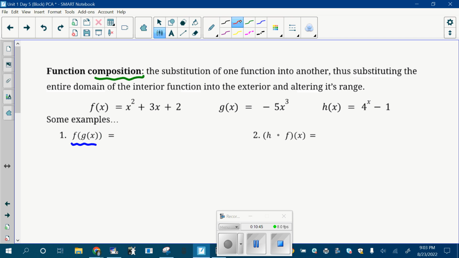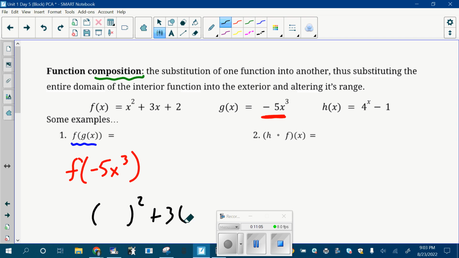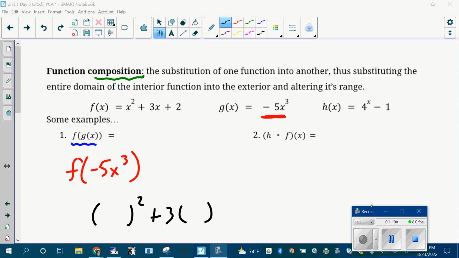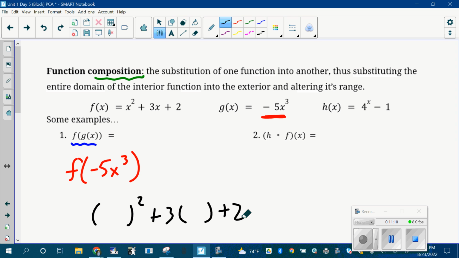The easiest way to think about this is to go f of, what am I doing f of? Oh yeah, of literally g of x. So I'm doing f of negative 5x cubed. And if you look at it now, oh, this is the same thing we were doing on the previous page. I'm going to take my f. Everywhere there's an x, I'm going to put a little parentheses. In the space of x, I'm going to put negative 5x cubed.